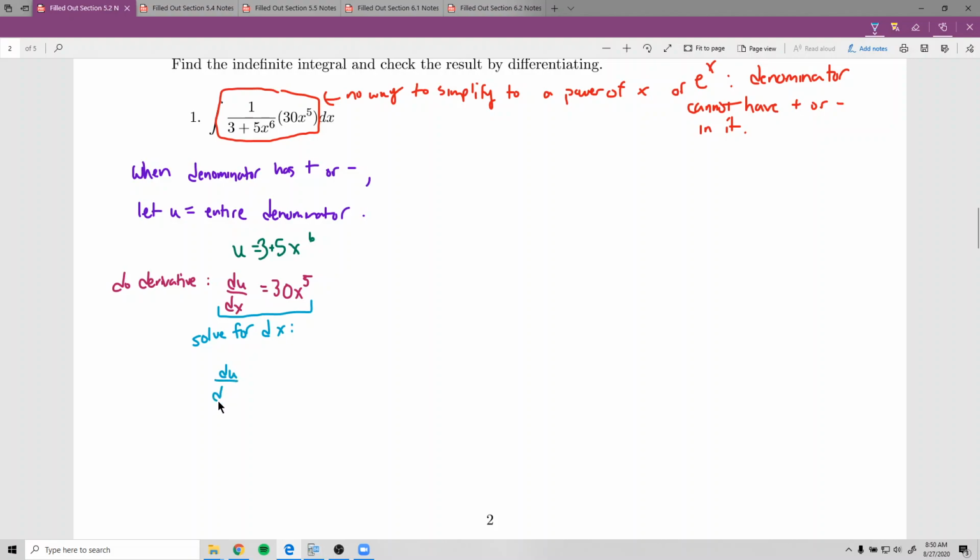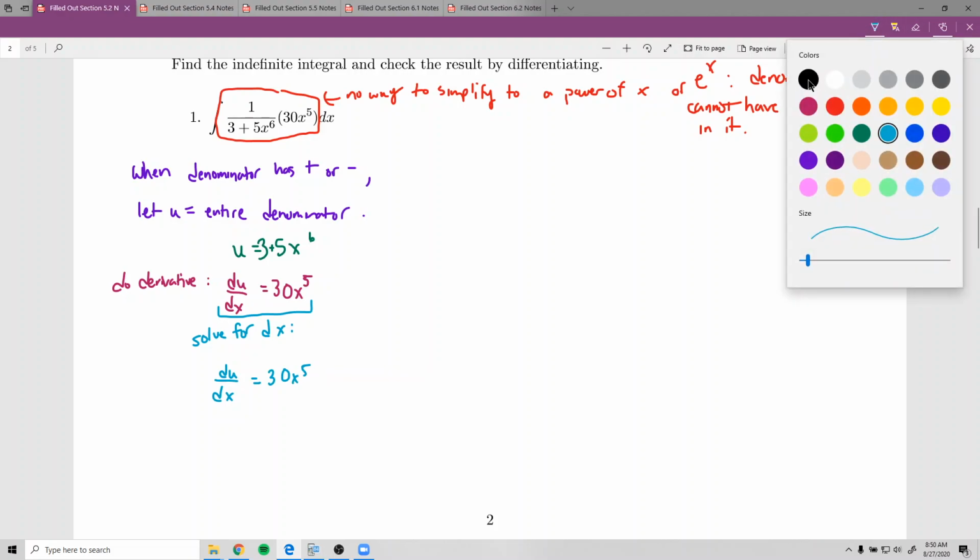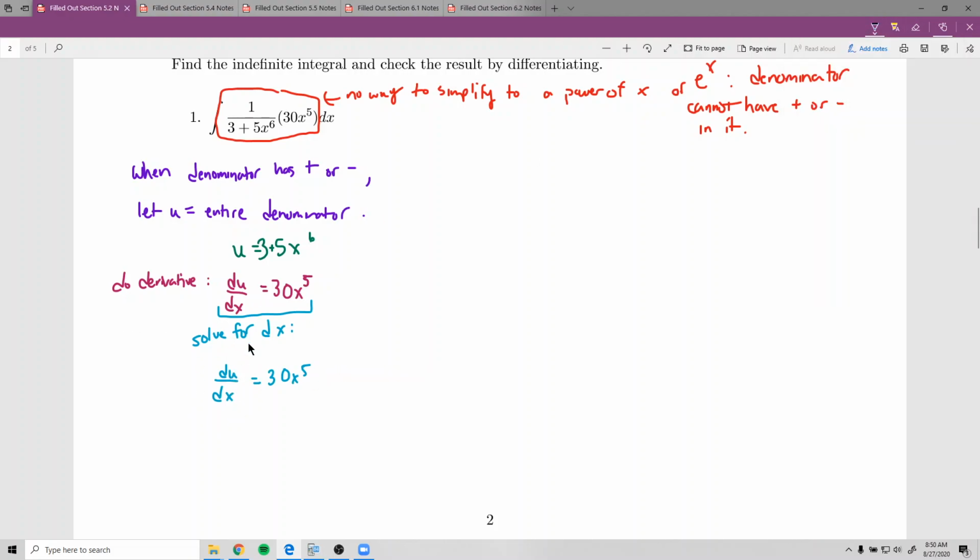I'm going to rewrite the equation we have. Now even though this represents du over dx, a derivative, you can multiply each side by dx. So we get du equals 30x to the 5th times dx. Think about du and dx as their own letters. Like if this was x over y and you had a z, three different letters, you're solving for one of them. And now to finish up getting dx by itself, we divide each side by the 30x to the 5th.